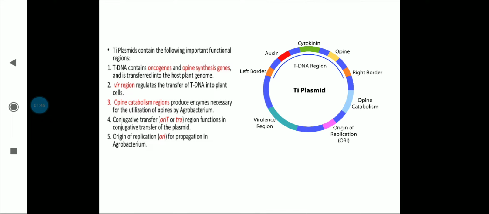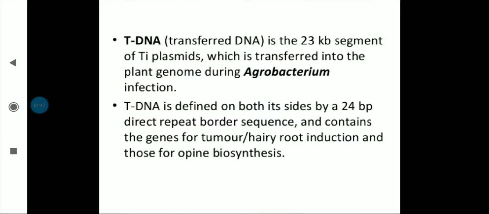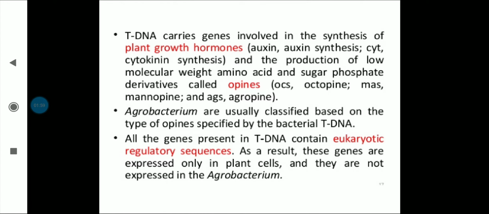As I already told you, tDNA is involved in the synthesis of plant growth hormones that lead to the overproduction of those hormones in the plant body and ultimately cancerous growth. Apart from tDNA, it also contains some eukaryotic regulatory sequences that help in expression of the bacterial gene in the eukaryote, that means plant.